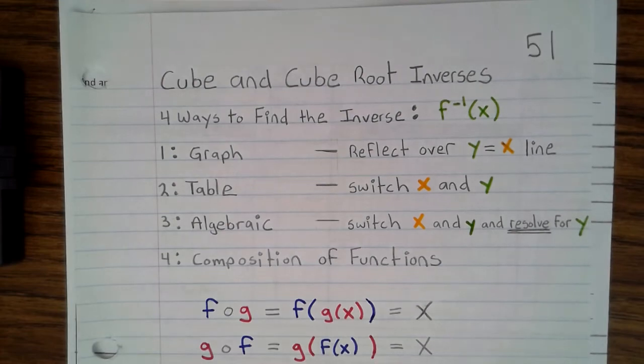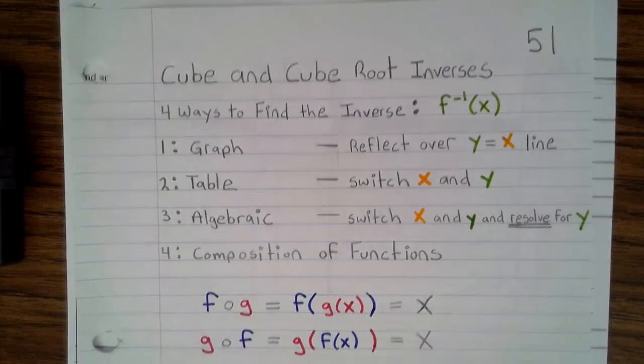Okay, Wildcats, today we're going to journal page 51, cube and cube root inverses. Four ways to find the inverse, f inverse of x. 1. Graph, reflect over the y equals x line. 2. Table, switch x and y. 3. Algebraic, switch x and y and resolve for y. 4. Composition of functions.